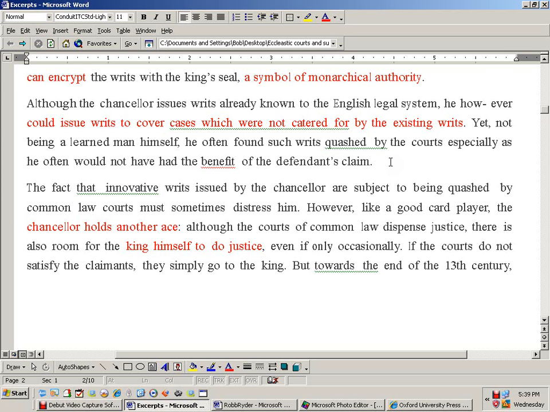The fact that innovative writs issued by the chancellor are subject to being quashed by common law courts must sometimes distress him. However, like a good card player, the chancellor holds another ace. Although the courts of common law dispense justice, there is also room for the king himself to do justice, even if only occasionally. And that's why they say the chancellor is the keeper of the king's conscience. If the courts do not satisfy the claimants, they simply go to the king.